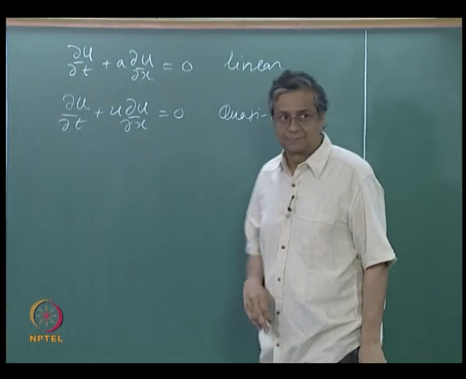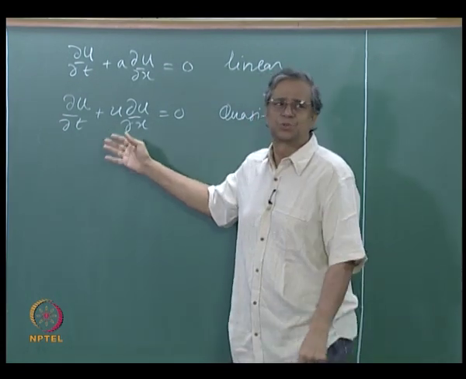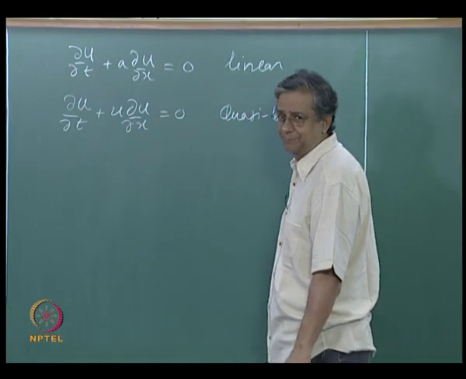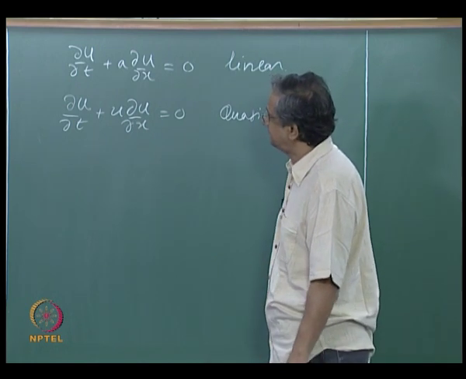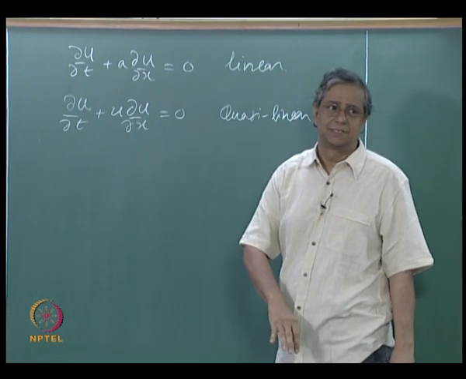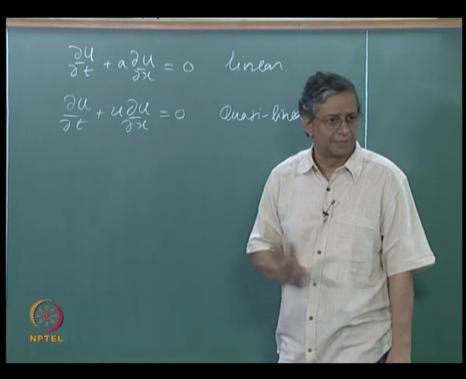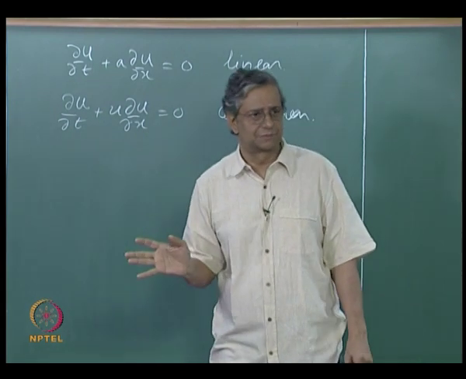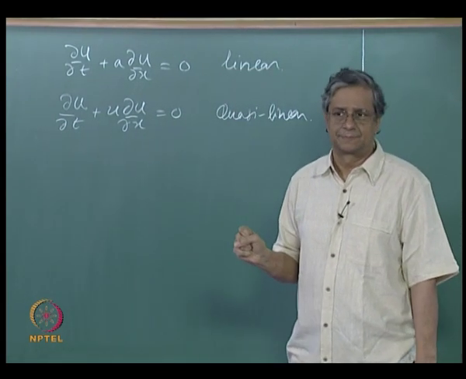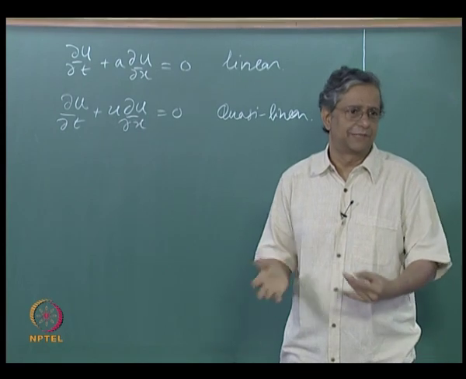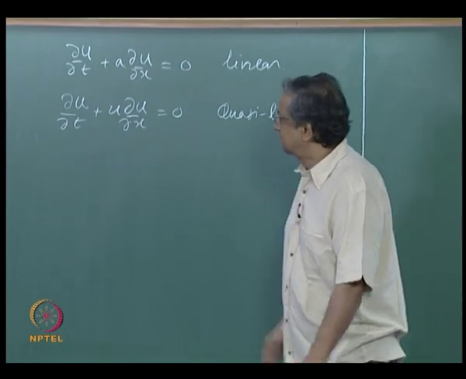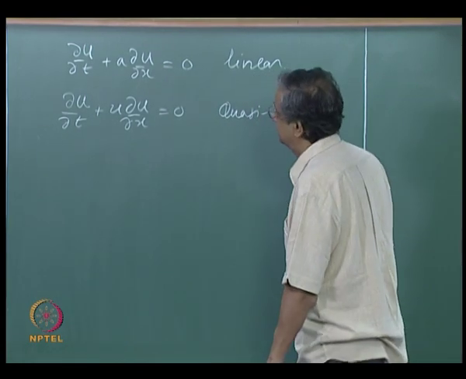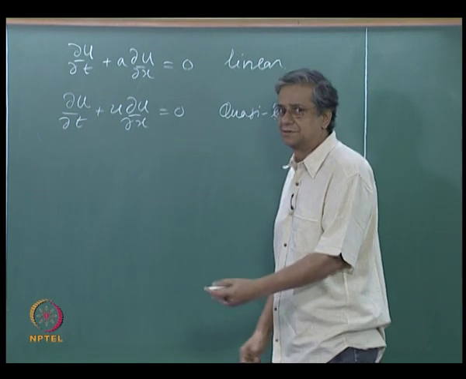If you had dou u by dou x whole squared, or dou u by dou t whole squared, then it would become non-linear. So this is quasi-linear, and we look at this equation and see whether we can figure out any properties of this equation from an analytic solution point of view, just like we did earlier, and see where we can take it from there. After that I will leave this alone, and then we will go on looking at other equations of interest to us, like Euler's equation and so on.